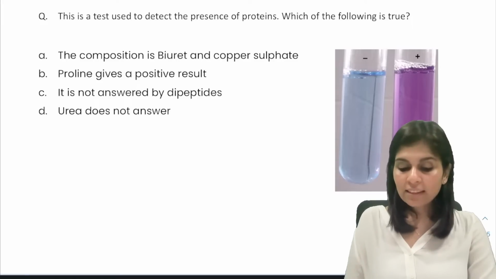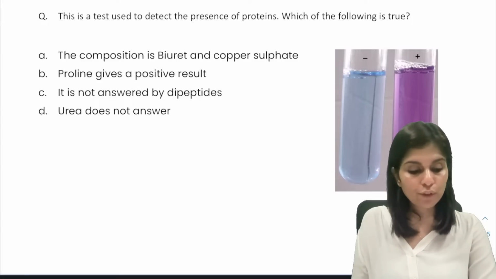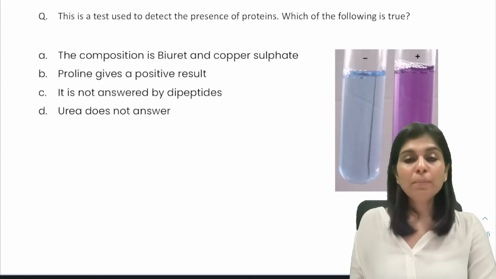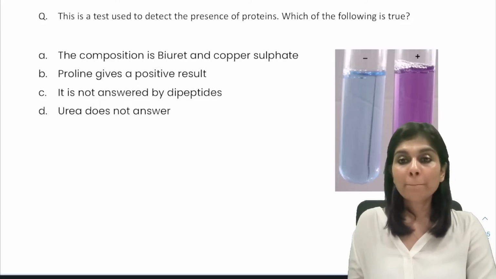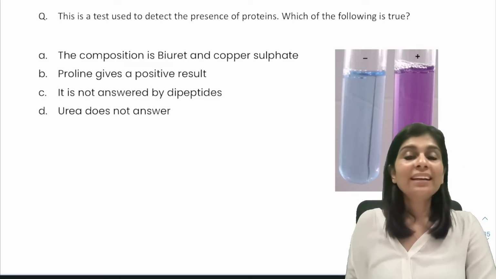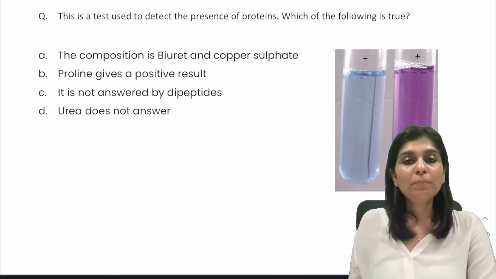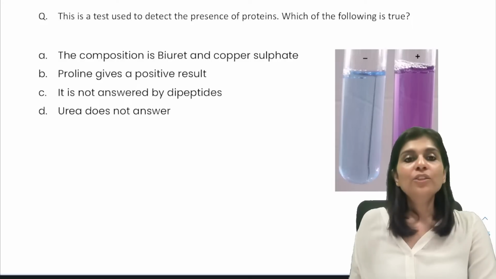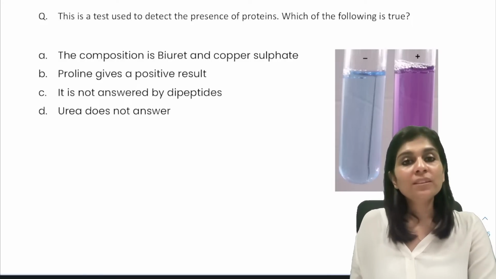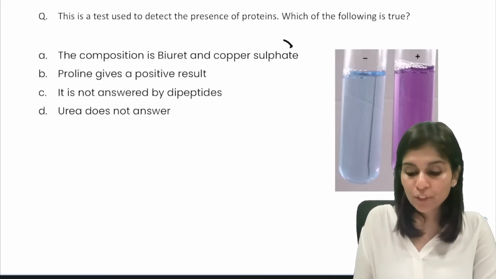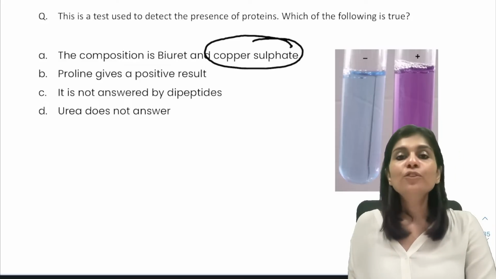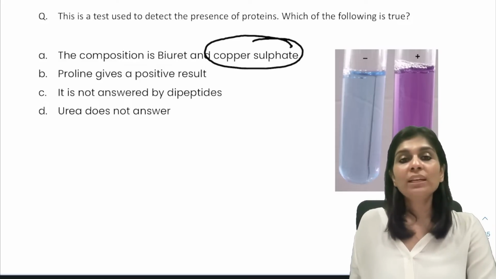So tell me, what is the answer for this question? This is a test used to detect the presence of proteins. Which of the following is true? The composition is Biuret and copper sulfate. If you're asking, should I write it? You don't have to write it. Just download the PDF and read it. So, the composition is Biuret and copper sulfate. Is that true? No. What is the composition? The composition is copper sulfate, sodium hydroxide and sodium potassium tartrate.